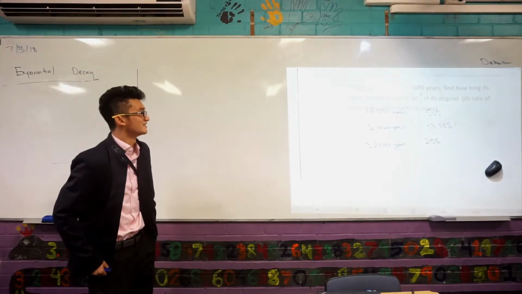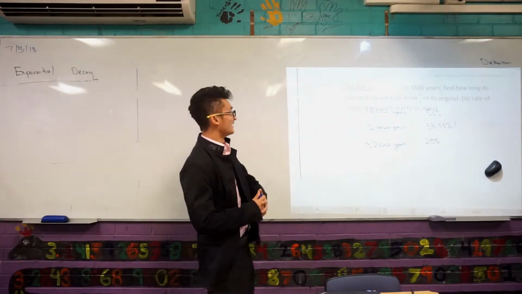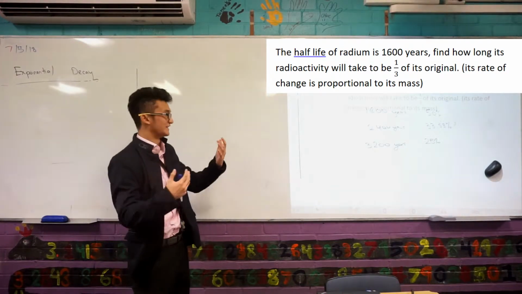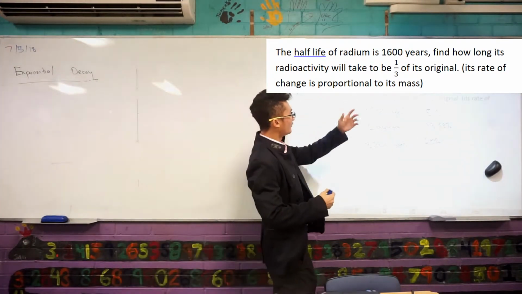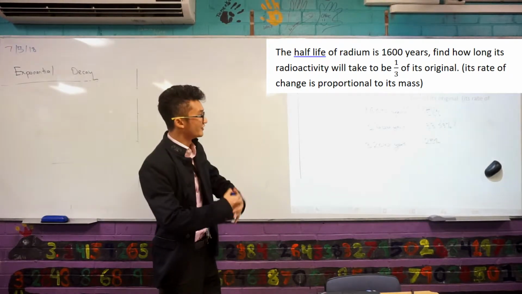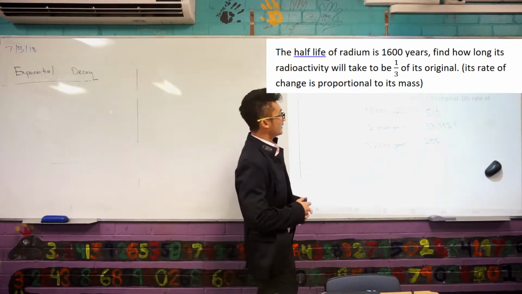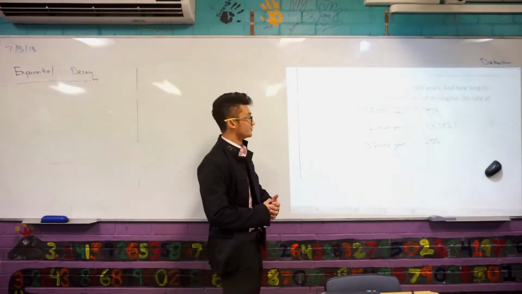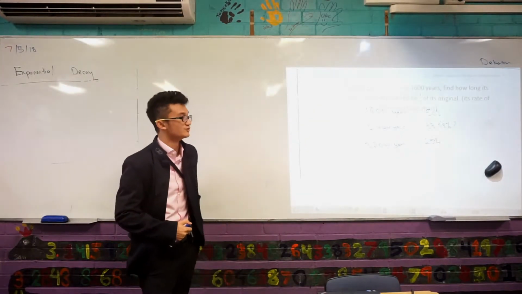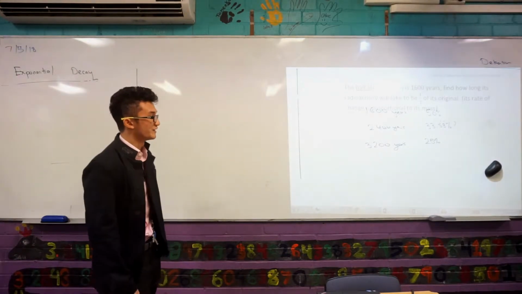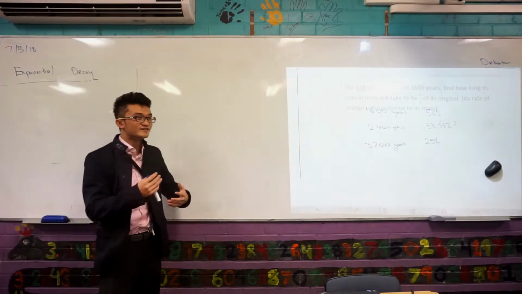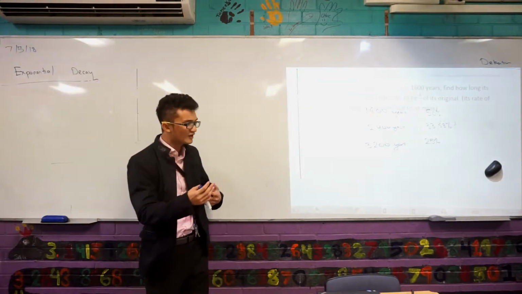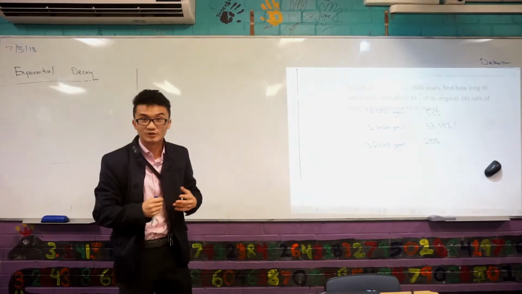Alright, let's just finish off this last question. I know that when I look at this question, it seems like there's not much information here, right? I know that the half-life is 1600 years, and I want to find how long it will take so that the mass is 1/3 of its original, knowing that its rate of change is proportional to its mass. When I'm looking at these applications of calculus to these situations, right?